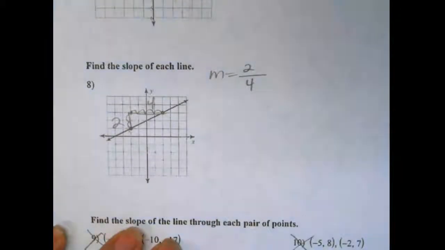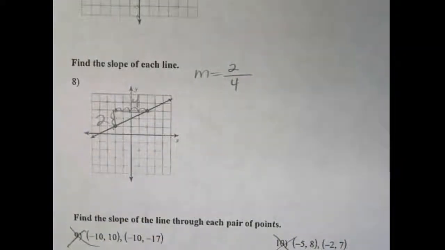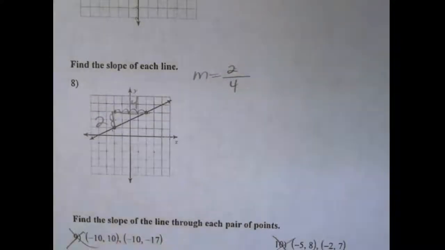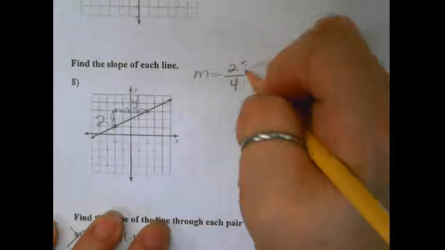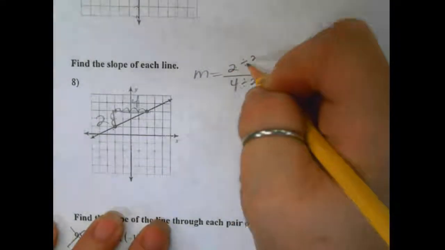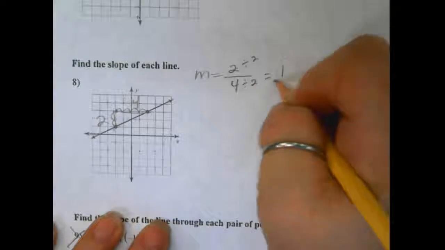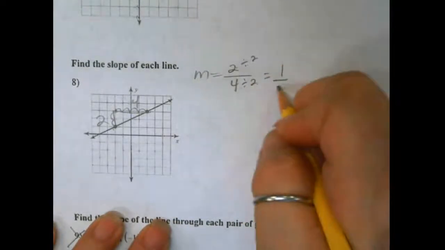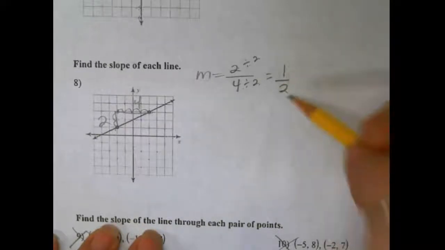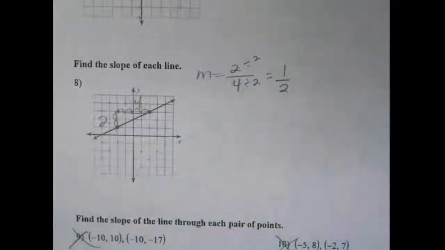Here's where you guys get confused. I want you to simplify. And this is where you get confused. Can I divide 2 and 4 by a number that's going to make them smaller? Yes. What can I divide both 2 and 4 by? 2. So if I divide them by 2, what is 2 divided by 2? And what is 4 divided by 2? Dividing, not multiplying. So my slope is 1/2. That's all I need you guys to be able to do for that problem.